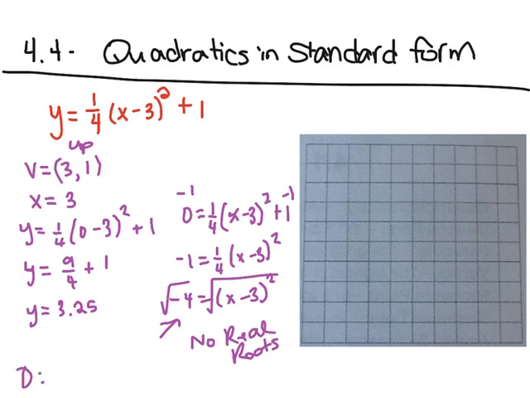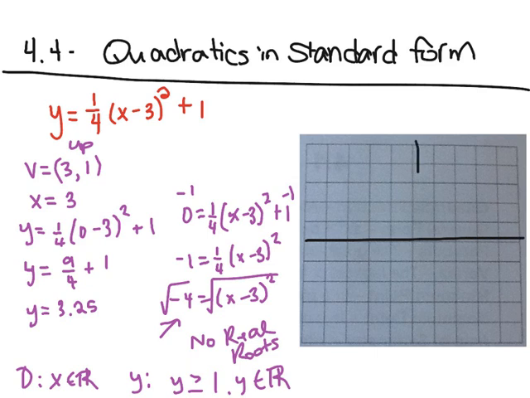The domain will be x, an element of all the real numbers, and y, because we have a minimum and it's up, y will be greater than or equal to 1 for all the real numbers. So to graph this, we know that it's going to be at the point (3, 1). So here's our vertex, and it crosses at 3.25. So it's going to look something like that.